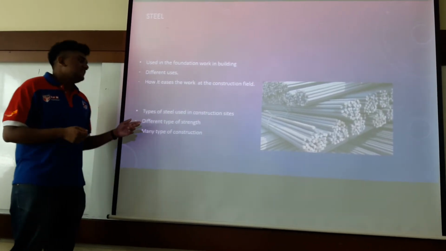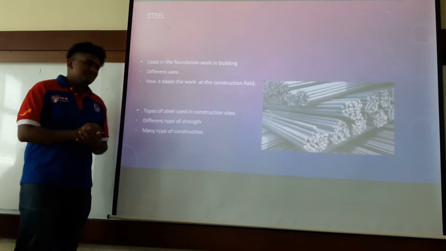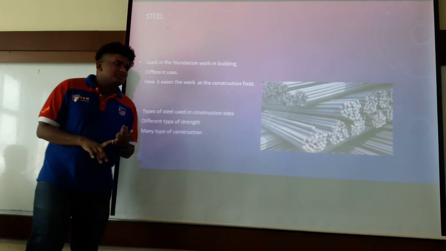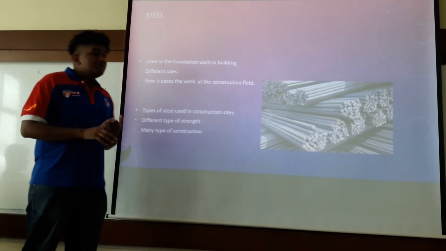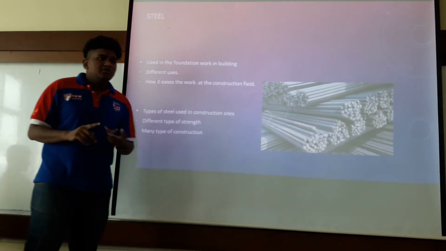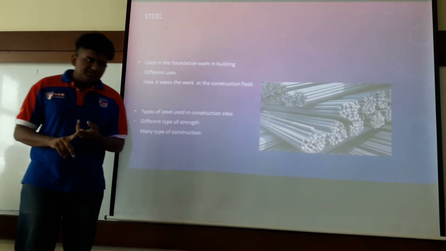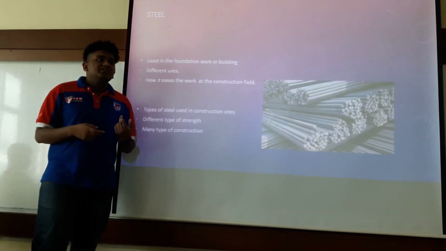Okay, next I'm going to talk about the types of steel used in construction sites. Different types of steel have different strengths. Commonly we have two types of steel, which are hot form steel and cold form steel. The difference between the two is the procedure of making it.